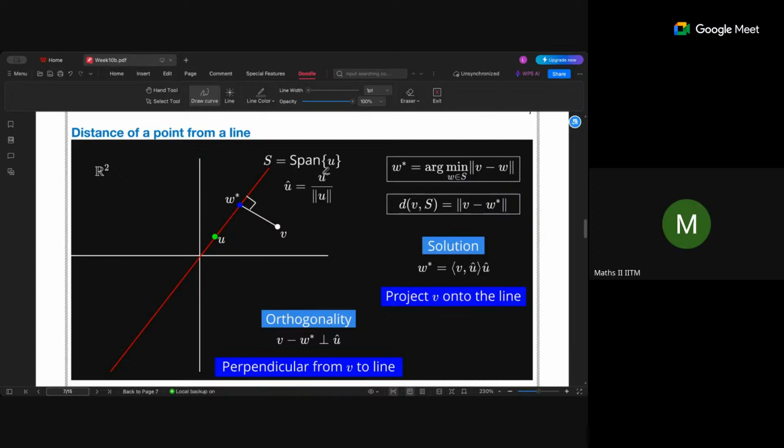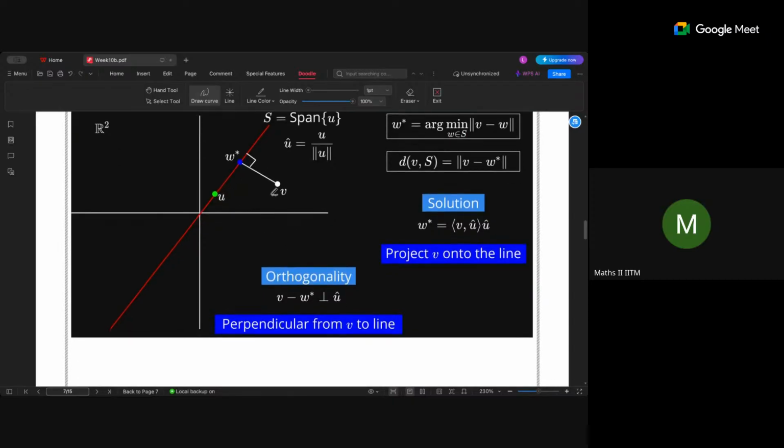We take the normalized form of u: u perp is u by norm u. So this is the normalized form of the vector u. And what is w star? It is the inner product of v comma u perp, into u perp. We are projecting v onto this line. So this w star is the foot of the perpendicular. Note that v minus w star is perpendicular to u, so the foot of the perpendicular is given by this formula here.